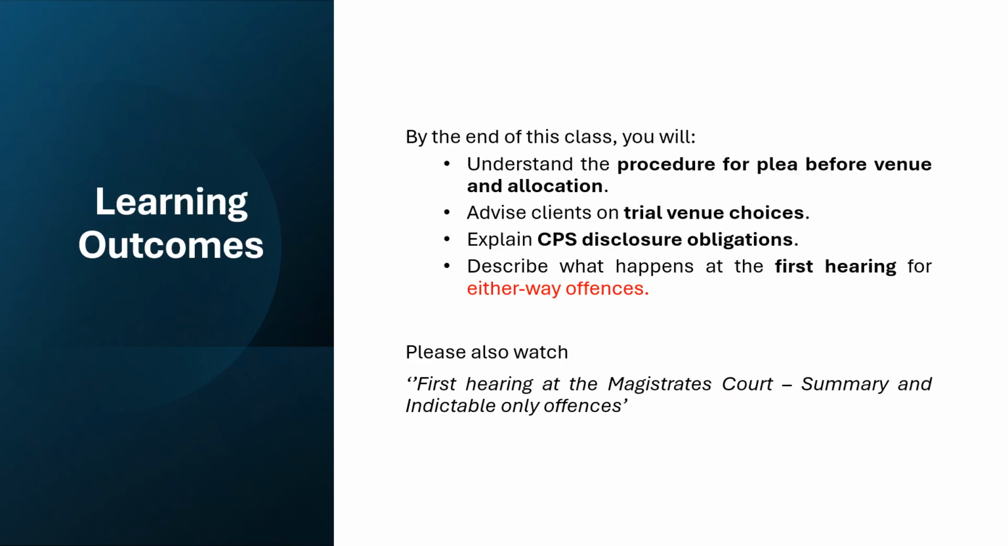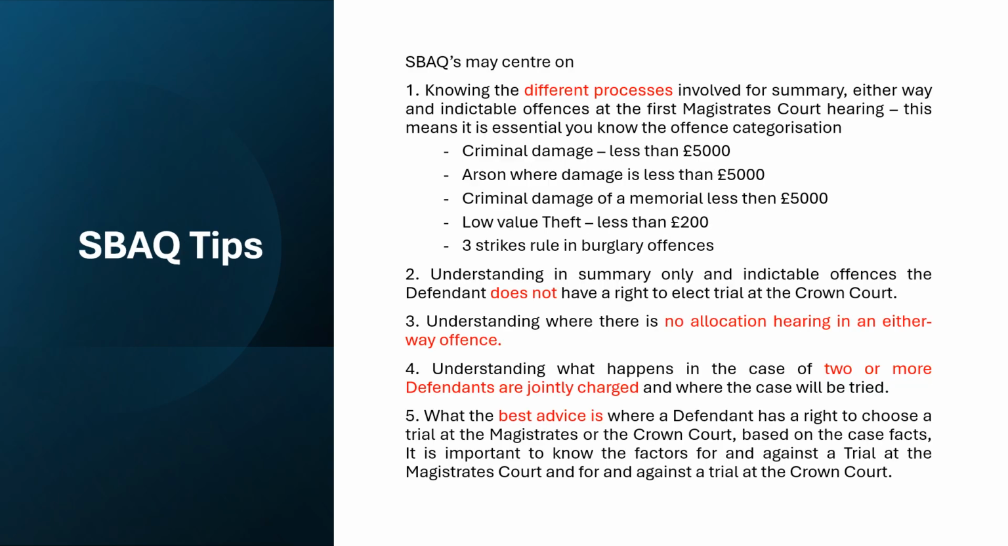So in the learning outcomes, by the end of this class, you will hopefully be able to understand the procedure for plea before venue and allocation, advise clients on trial venue choices, explain CPS disclosure obligations, but more importantly, describe what happens at the first hearing for either way offences. And I've done a separate video about what happens at the first hearing at the Magistrates Court for summary and indictable only offences, so please watch that video as well.